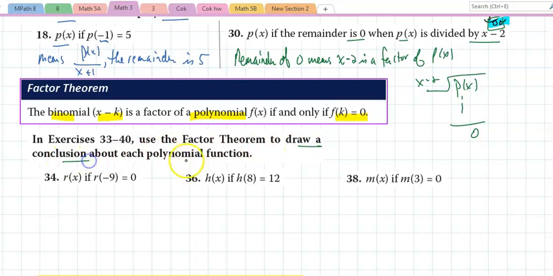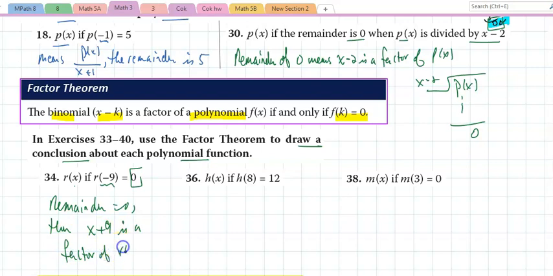What conclusion can you draw about the polynomial r of x? R of negative 9 equals 0. Since the remainder equals 0, this means x plus 9, the opposite of that, is a factor of r of x. And that's extremely important.